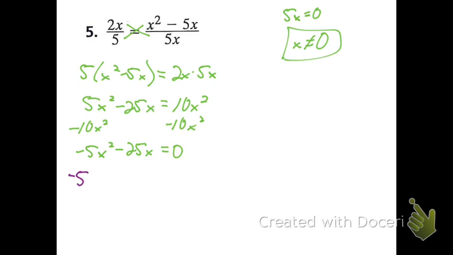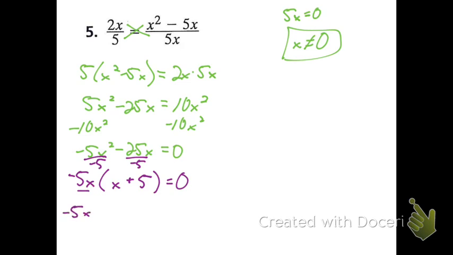Take out a negative 5x, and I'll be left with x plus 5. Now, is that right? Yeah. If you divide each of these by a negative, a negative divided by a negative should be a positive. So that's correct. I'm going to double check that. Then I get 2 solutions here.